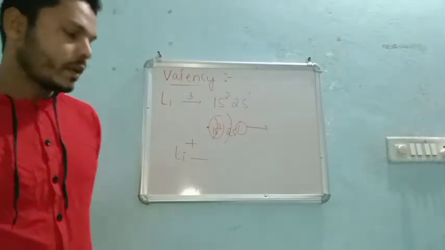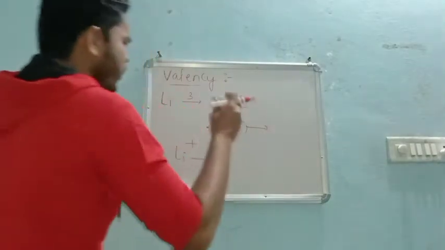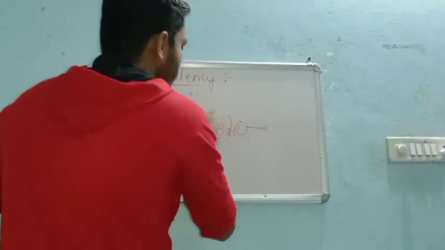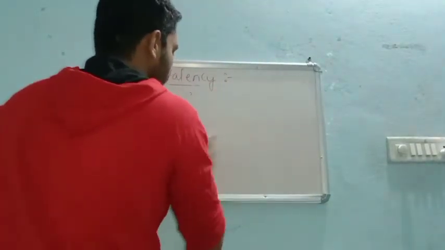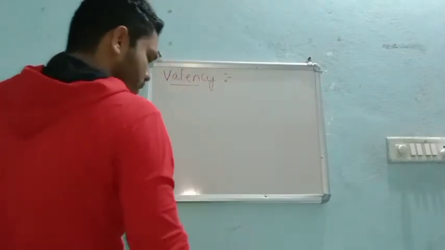Right? Very important. Now you can have many examples like this. So lithium, and then you can go along the period, right? Beryllium.